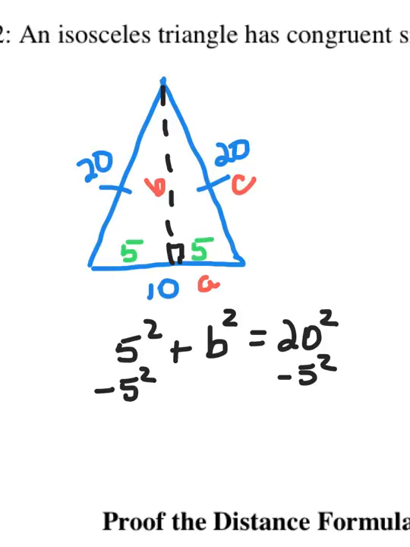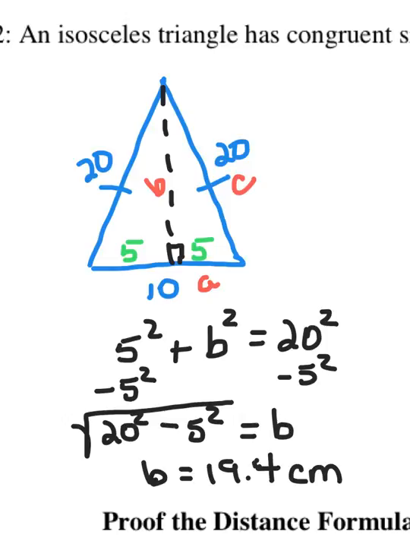All right, so in order to solve for B, I'm going to have to subtract this 5 squared from both sides of my equation. Here's my equal sign. So I'm going to subtract 5 squared from both sides, and I'm going to rewrite my Pythagorean formula so that it's c squared minus a squared equals b squared. And then I'm going to solve for b by taking the square root. So when I complete my equation, I have 20 squared minus 5 squared. Taking the square root gives me 19.4. So B is equal to approximately 19.4 centimeters.